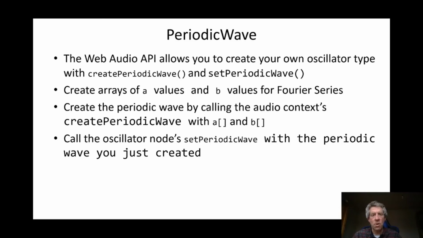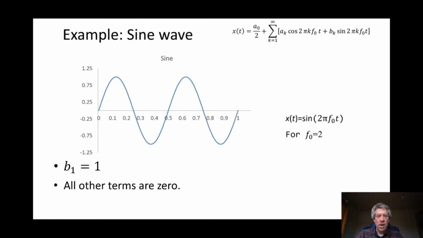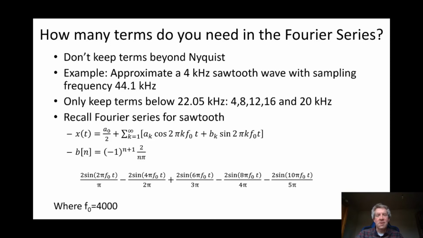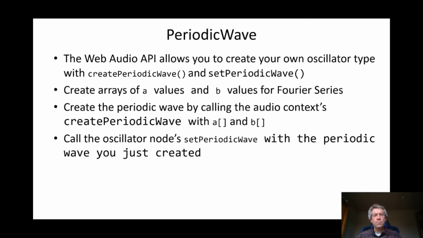We create the arrays of A and B values for the Fourier series. These are sometimes referred to as the real and imaginary terms. Checking that I said real for A and imaginary for B. We create those arrays, so they're just floating point arrays of numbers, the values of all of the coefficients up to whatever we want as our maximum value. We create the periodic wave by calling the audio context's createPeriodicWave with A and B. And then we call the oscillator node's setPeriodicWave with the periodic wave you just created. Now, it doesn't matter if the oscillator node has already been set to a different type. As soon as we set the periodic wave, it gets reset to whatever this custom periodic wave is that we've just created.